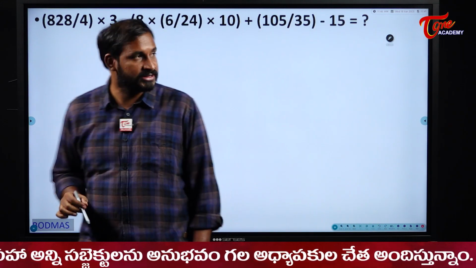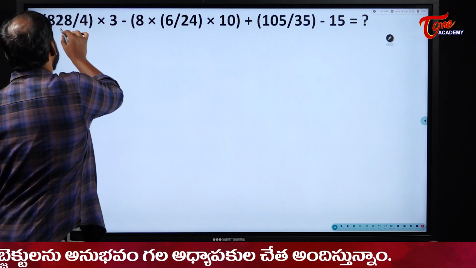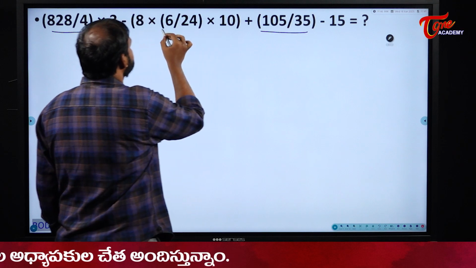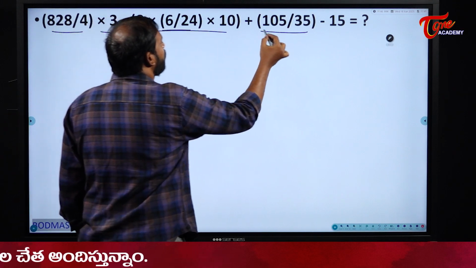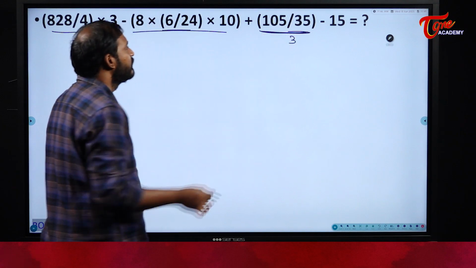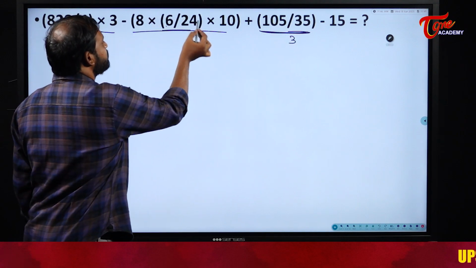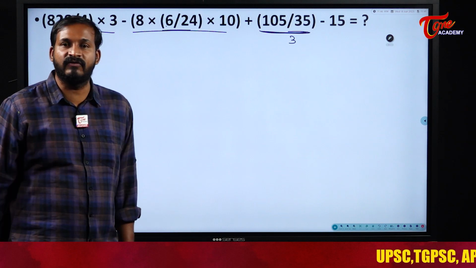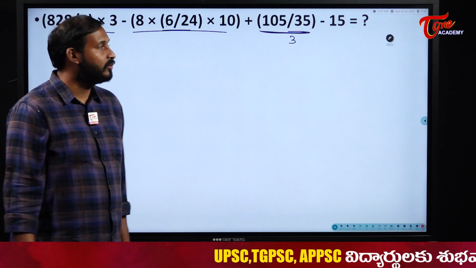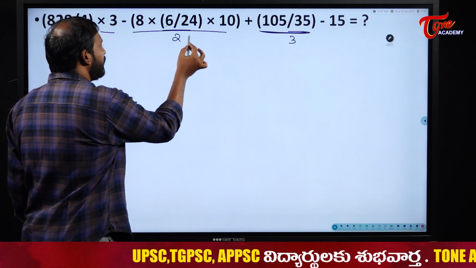Next one: 828 by 4 into 3 minus 8, and this is the process which we need to do. Now see here, 828 by 4, and tell me what are the things which I should solve first. First I should solve these brackets. So 105 by 35, it is what? 3. Okay, good, superb. Next, before multiplying this one, first I should solve this one. 6 by 24 will become what? 1 by 4. 8 into 1 by 4 becomes 2. 2 into 10 becomes overall 20.